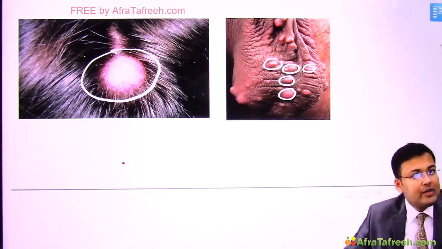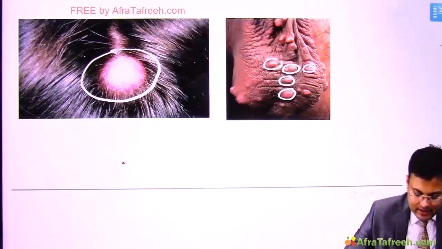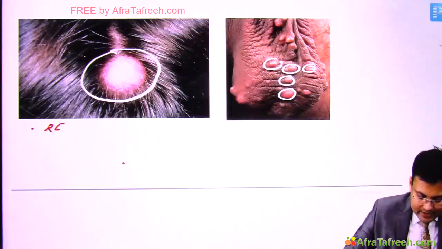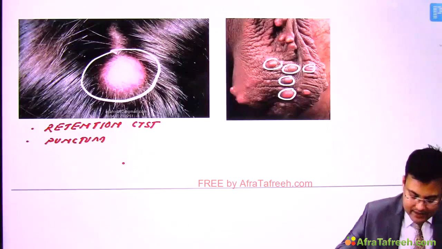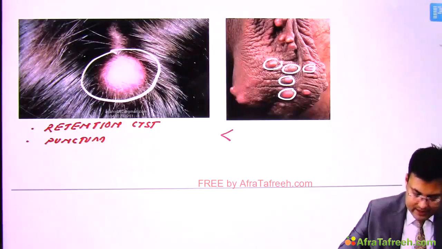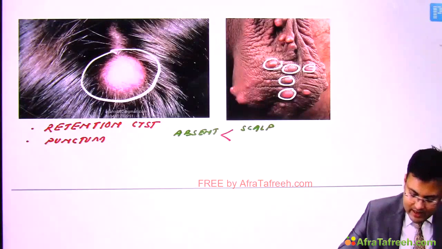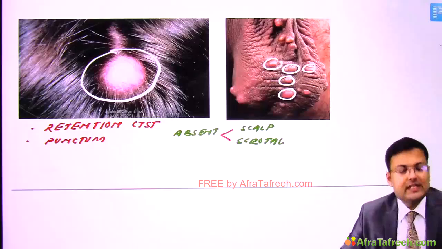So what are the important points related to sebaceous cyst? It is a type of retention cyst, and there is a punctum. Clear? But in scalp and scrotal sebaceous cysts, the punctum is absent. This was asked in AIIMS, it was asked in NEET, in scalp sebaceous cyst as well as in scrotal sebaceous cyst. So this is absent.